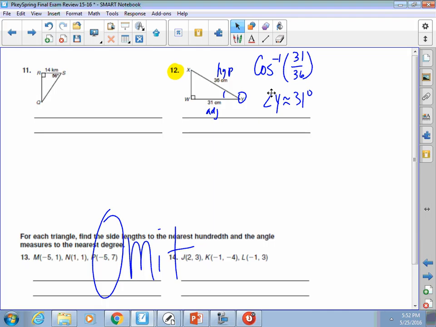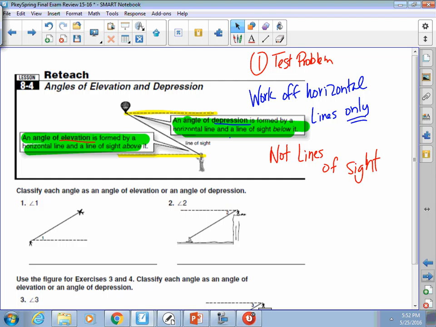Alright, and then you need to omit 13 and 14. You don't need to do those, no graphing. But you do need to know your definitions of angle of elevation and depression. If it's elevation, this is when we go up. If it's depression, this is when we go down. Everything's in relationship to the horizontal line. I highlighted that, not the line of sight.